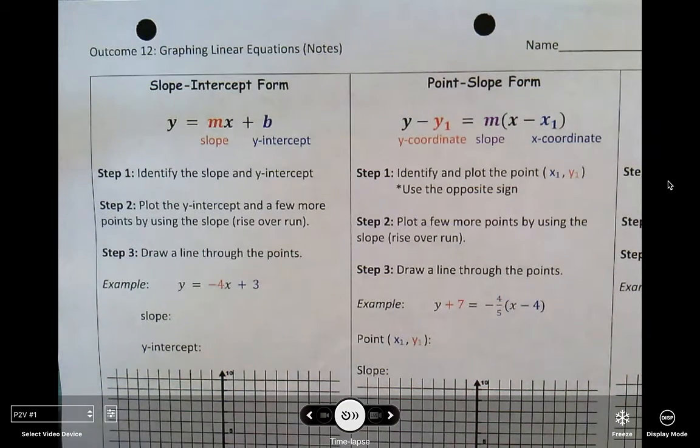Graphing linear equations. We're going to learn three methods to graph a linear equation. Let's start with the slope-intercept form, which we've already covered in another lesson with further detail. Remember, step one is to identify the slope and the y-intercept.